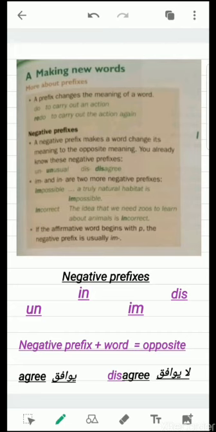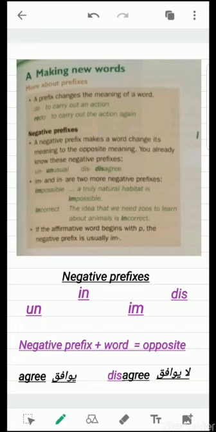How can we make new words? By adding suffixes or prefixes as we have studied before. We have the prefixes, المقاطع القبلية, and we have the suffixes, المقاطع التي تأتي في نهاية الكلمة. What is the function of both? The prefix changes the meaning.